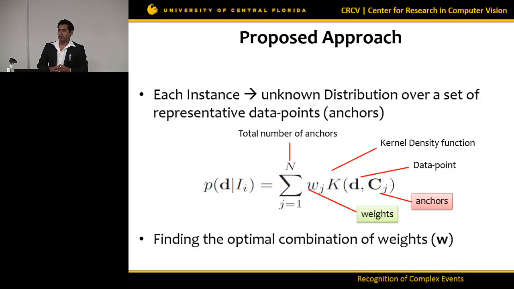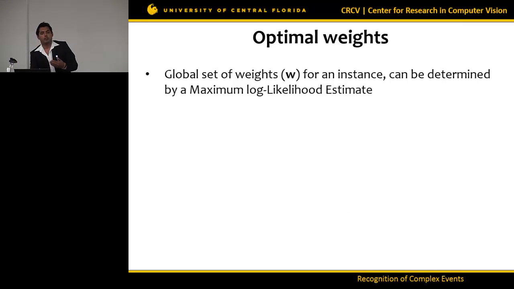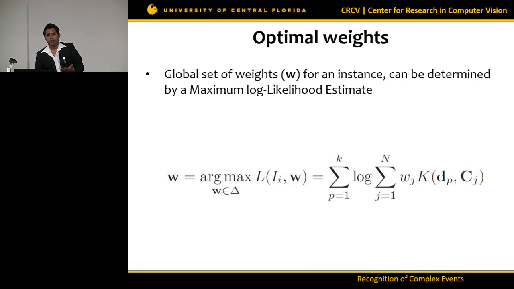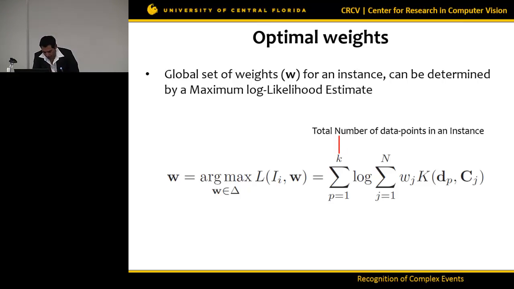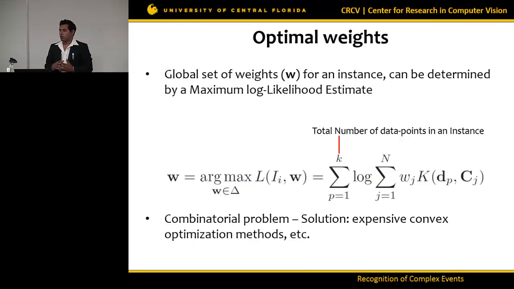Now, once you have that, the idea here is to find these weights, which will basically tell us the contribution of the characteristic points towards representing each individual data point. It turns out what we can do here is compute a maximum likelihood estimate, which is the traditional approach to finding the parameters of this distribution. It looks like this, where k is your total number of data points for an instance, w is your weight, and the capital K is your kernel density function. Now, that having said, it is a computationally explosive problem, because depending on the number of characteristic points you choose, this could be like 2 to the power k combinations.